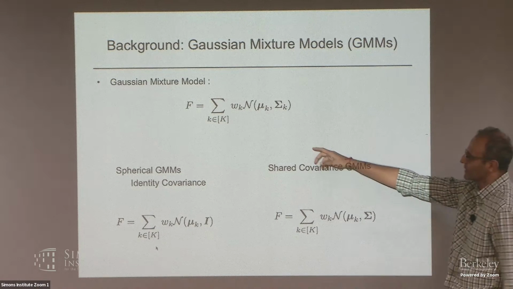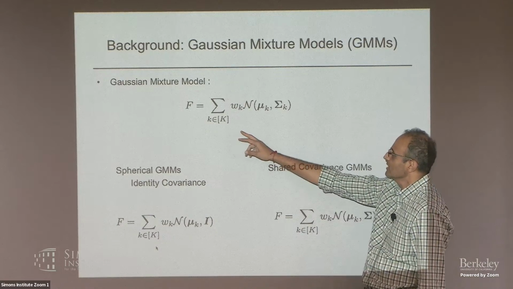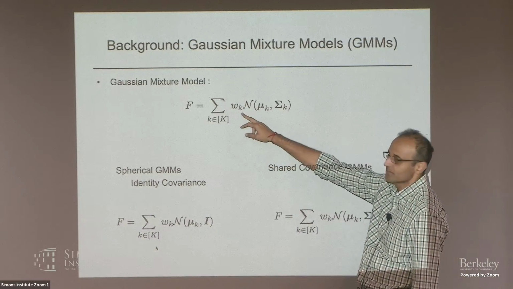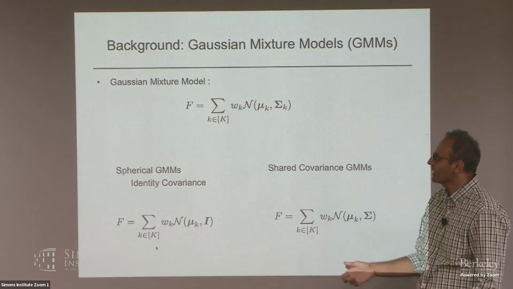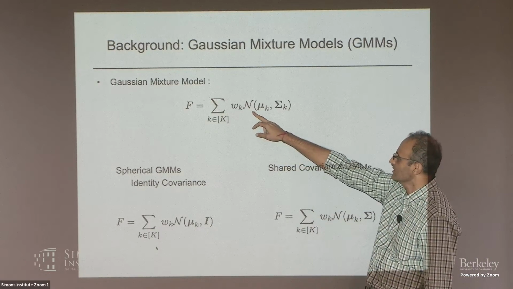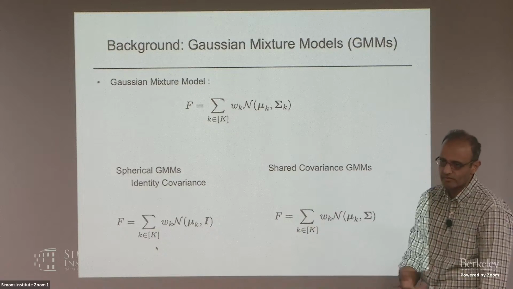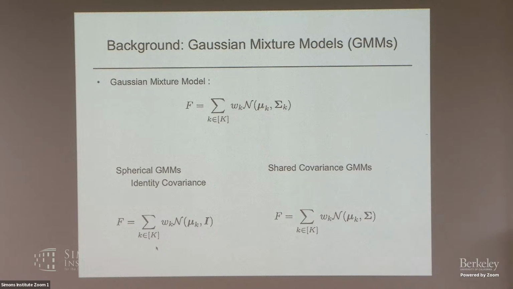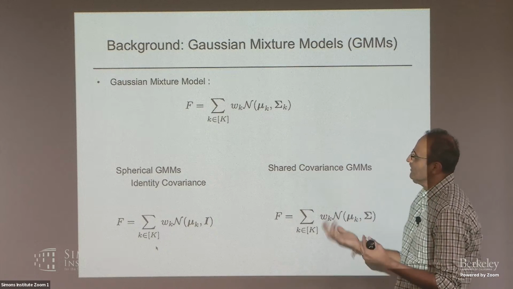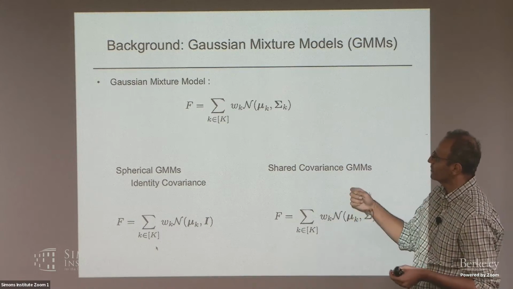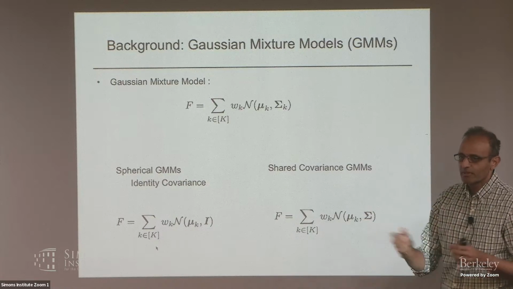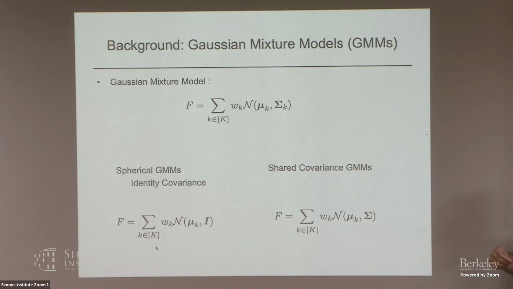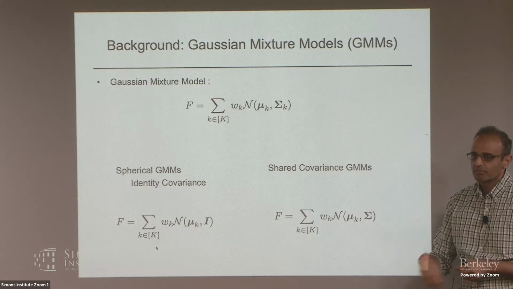So let's say we have uppercase K components, and the kth component has a probability WK, and it's a Gaussian with a mean mu K and covariance sigma K. So you have K Gaussians, and each of them has a certain associated probability. What this notation means is that the way you generate a point is you first flip a K-sided dice with probabilities WK, and then you generate a point from that Gaussian, and then you keep doing that every time.